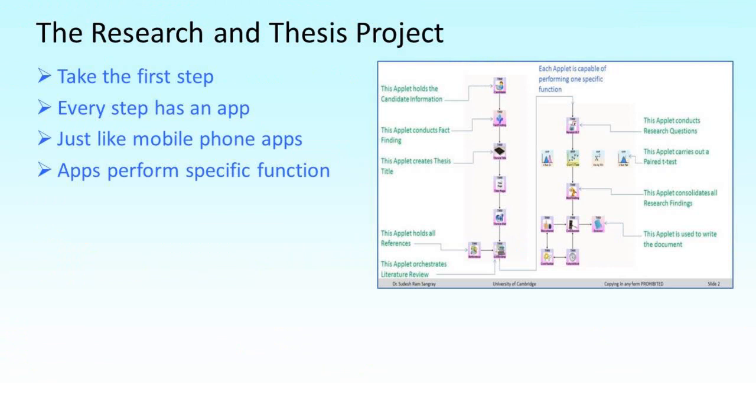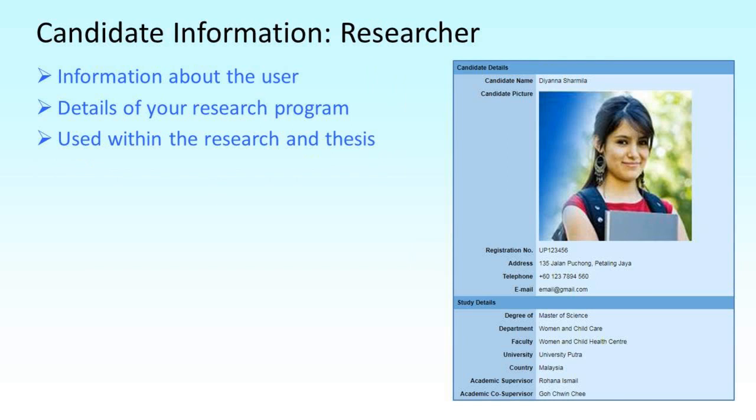Every step has an application or app, just like mobile phone apps. Every app performs a specific function. Complete all the necessary apps and see your progress. The Candidate Information app collects details about the researcher, information about you, the user, and details of your research program. These details are used within the research and thesis.